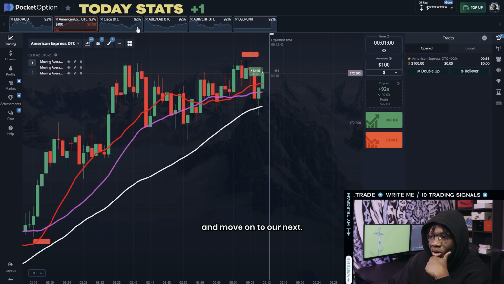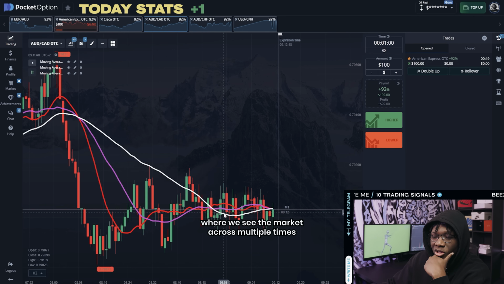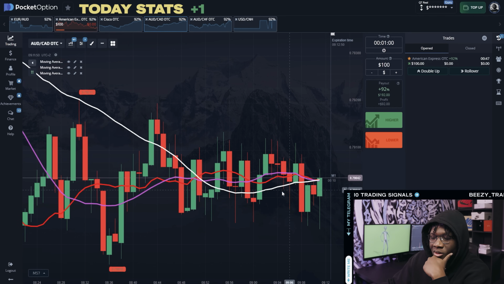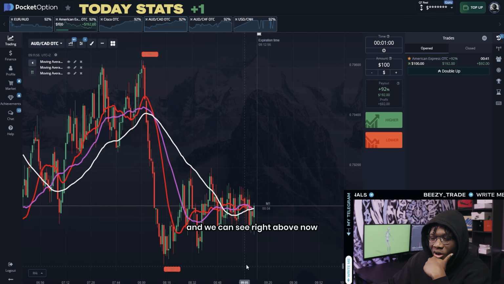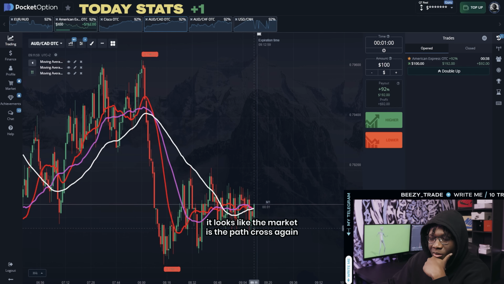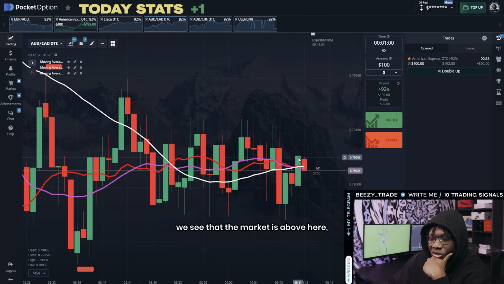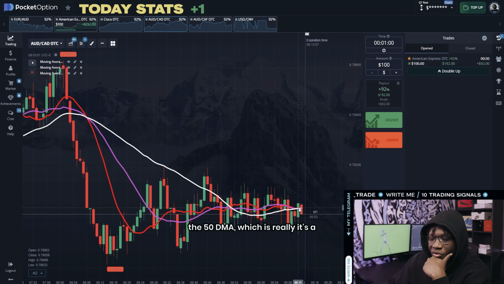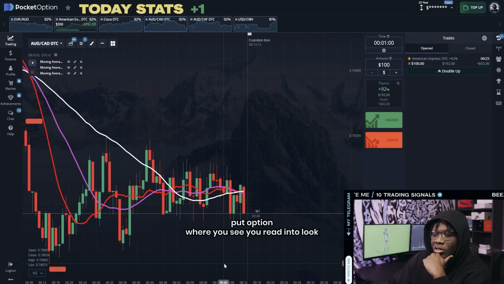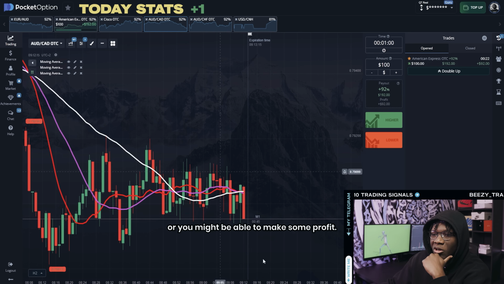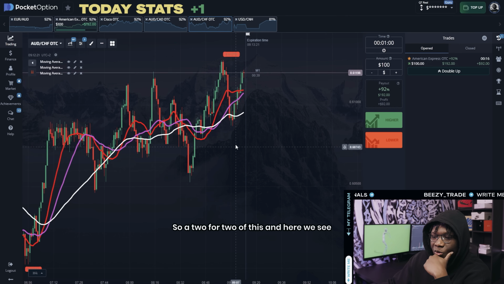And move on to our next. So one of the trades has entered really well. And here it looks like a situation where we see the market crossing multiple times, right? And we can see it right above now. And it looks like the market is about to cross again, or it just crossed here. But we see that the market is above the 50 EMA, which usually means a put option right there. You can see if we had entered a little bit early, we might be able to make some profit on that. So we're 2 for 2 on this.